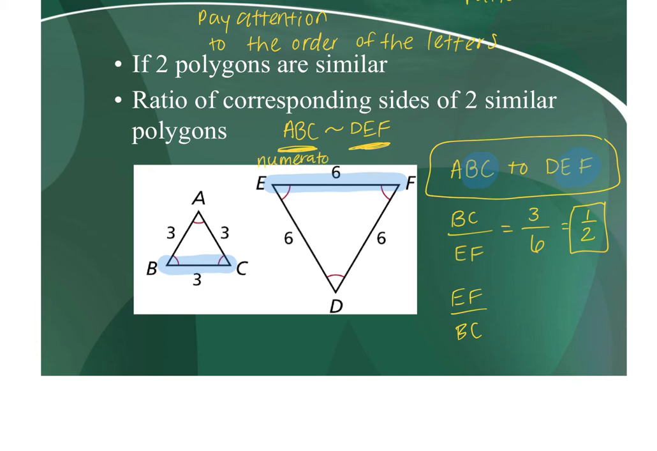Numerator, denominator. And that way you're always consistent. So you would never write EF over BC. Do you see? Because that would screw up your scale factor and you would get all messed up. Okay? Thank you.